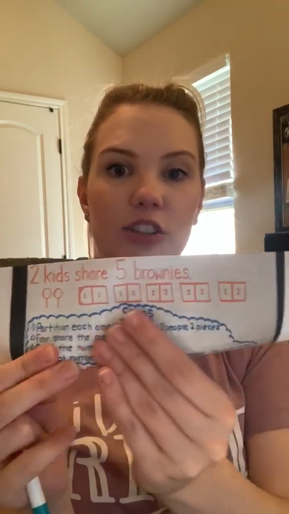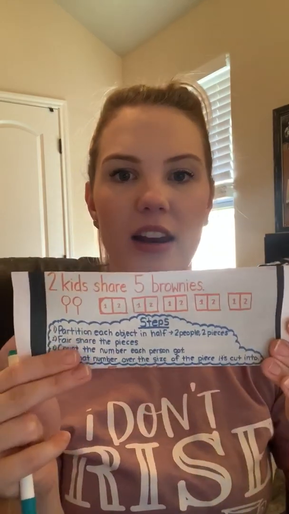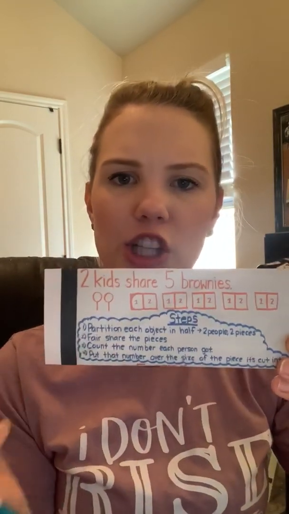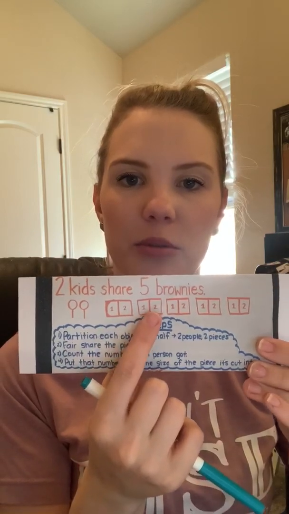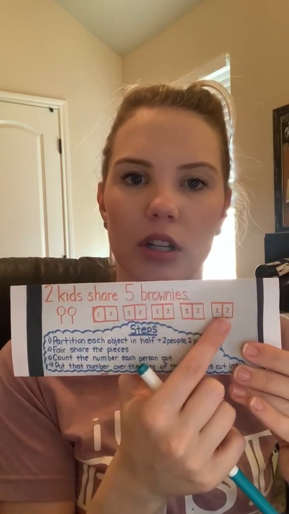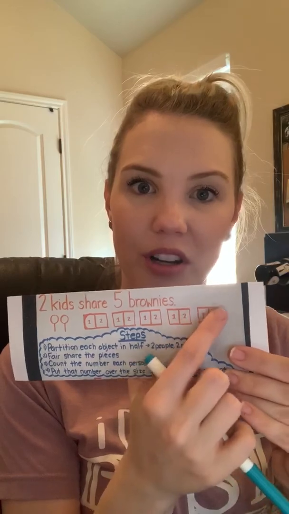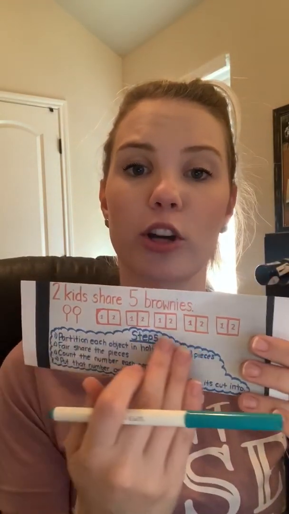2 kids share 5 brownies. So these 2 kids are super, super lucky, right? So let's just try to share the brownies just whole. Person number 1, number 2. Number 1, number 2. Uh-oh, who gets that leftover, right? We can't have any leftovers because if I get it, it's not fair. If you get it, it's not fair. Do we want to throw a brownie away? Heck no, right? So we've got to partition it.